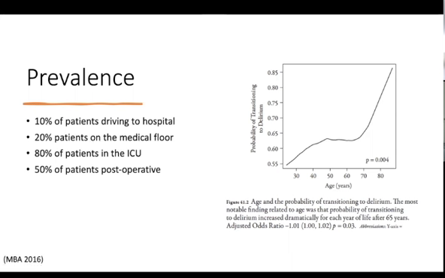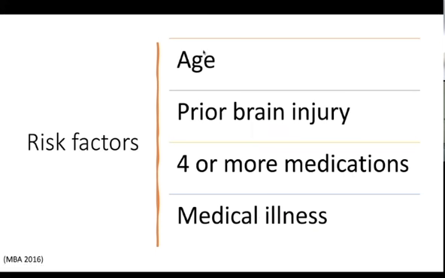Most of them are undiagnosed. Anywhere from 4 out of 5 to 9 out of 10 patients in the ICU, and about 50% postoperative. It depends on the operation. Risk factors: getting older is a big risk factor. Prior brain injury, so if they hit their head before, or have a history of schizophrenia, that puts them at greater risk. 4 or more medications.